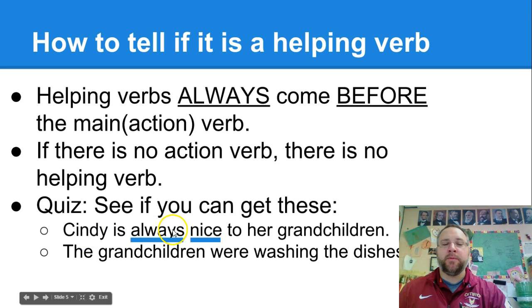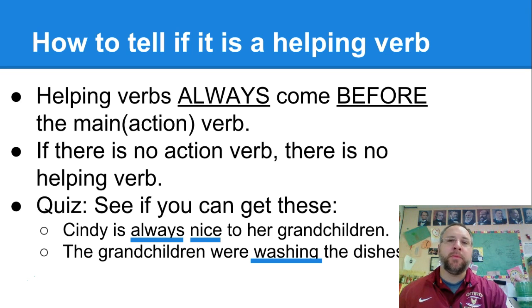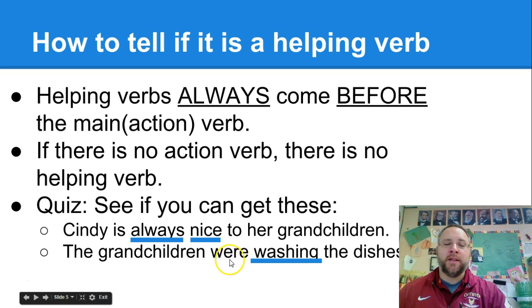All right, let's look at the next one. The grandchildren were washing the dishes. So we have to look at the subject. Who is the subject of the sentence? The grandchildren. Did the grandchildren do something? Yes, they did. They were washing the dishes. All right, since washing is an action verb, we can look to see if there's a helping verb, and the helping verb always comes before the main verb. So the word that comes before washing is were. Does that tell me when the action takes place or its likeliness to happen? Of course. Were tells me that they did this in the past.